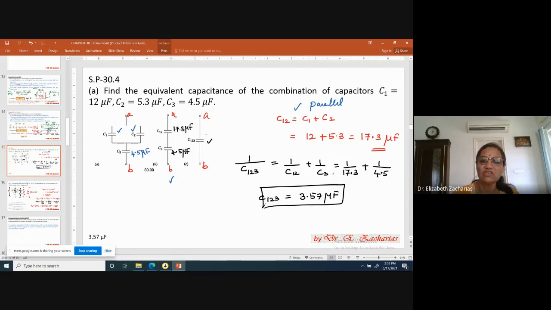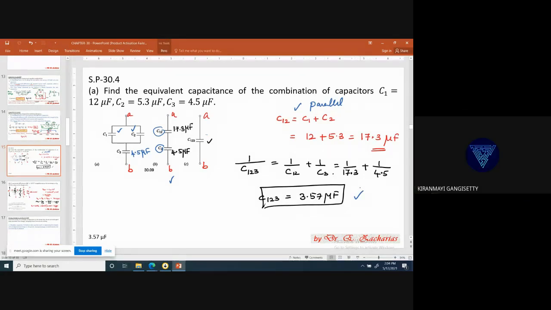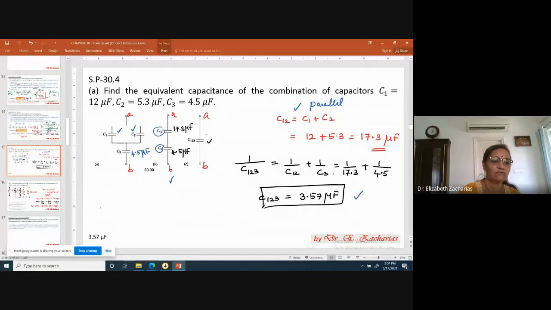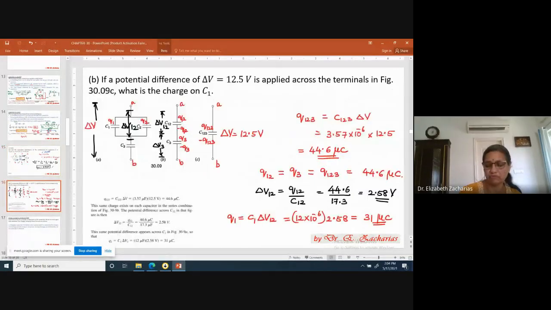You know they are in series. So I use the formula 1 by C equivalent is equal to 1 by C1 plus 1 by C2. So I will call the equivalent 1 by C123. The first one is C12, so I write 1 by C12. The second one is C3, so 1 by C3. Substitute the values, I get C123. Clear? Yes, ma'am.